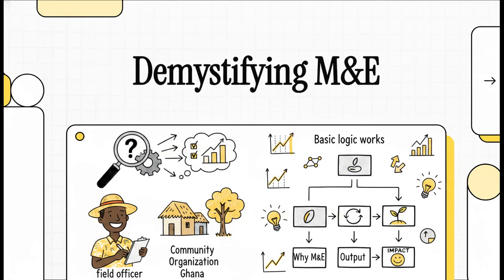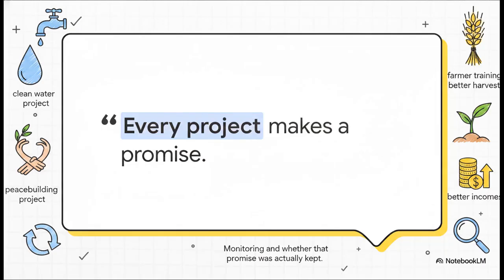You know, if you're a field officer or working with a community organization or a small NGO out in Ghana, I bet you hear the letters M and E tossed around all the time, right? And maybe you've even been asked to handle it without really being shown the ropes. Well, today we're going to demystify the whole thing. We're breaking it down to the absolute basics so you can see exactly why it's such a game changer for your daily work.